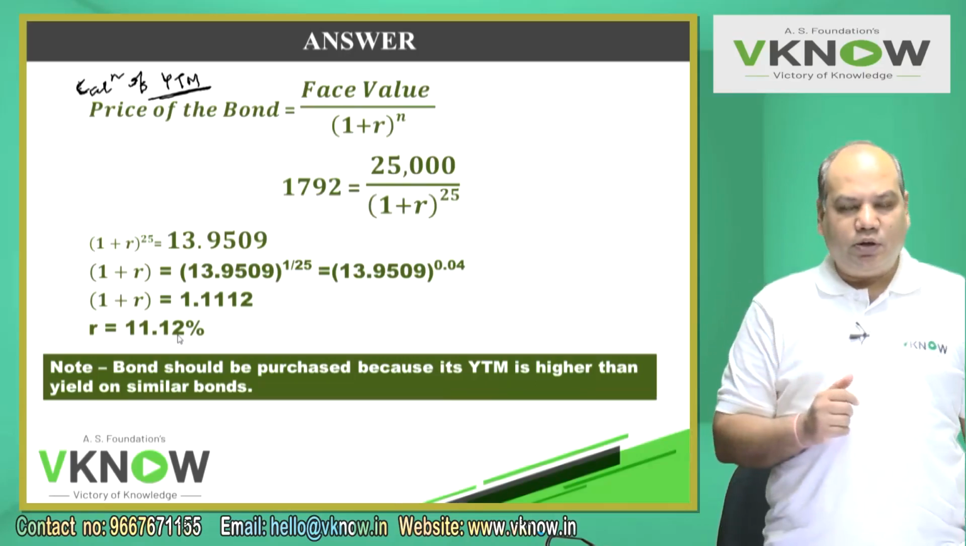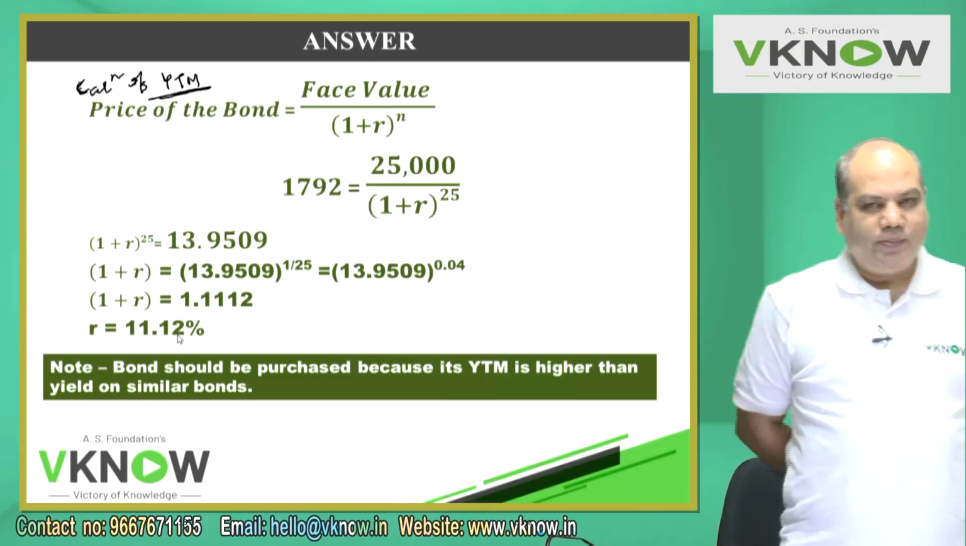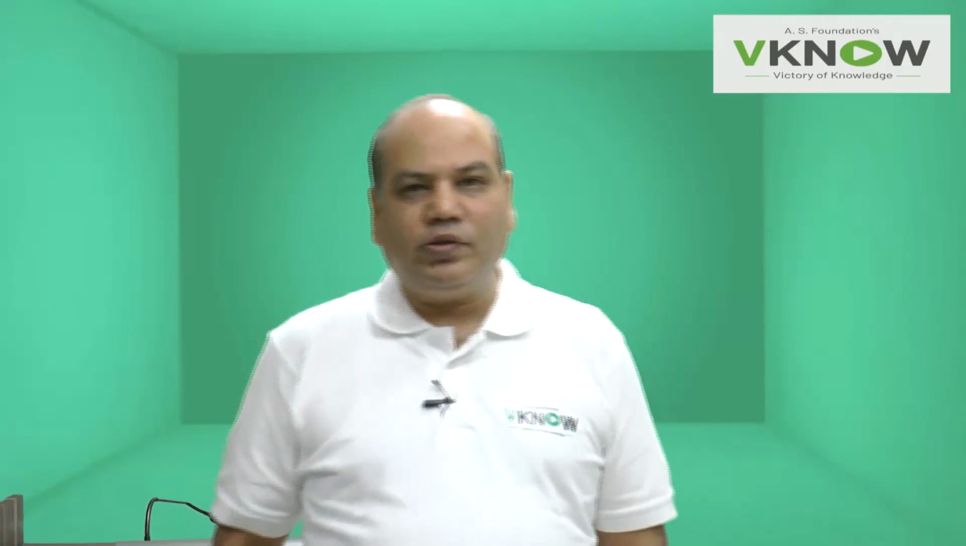Next line, write down. Alternatively, we can say that the current market price of the bond is less than the intrinsic value of the bond. Therefore, the bond is undervalued. The investor should buy the bond.